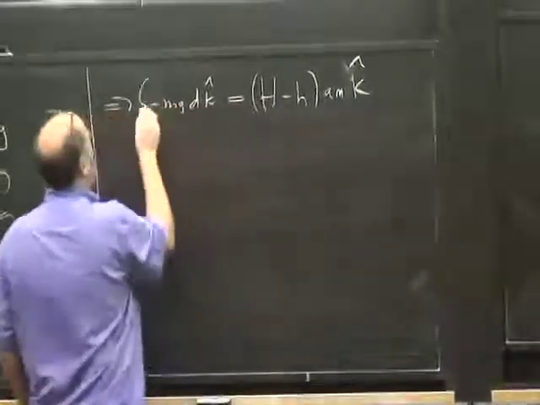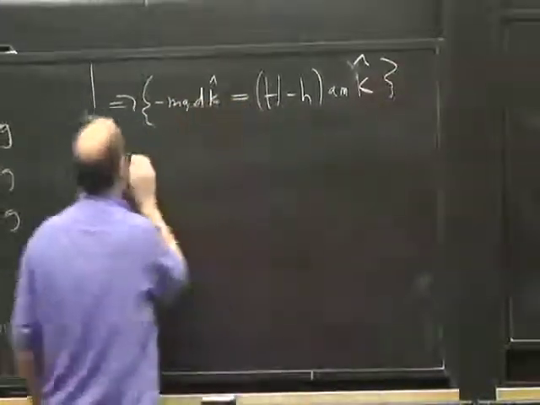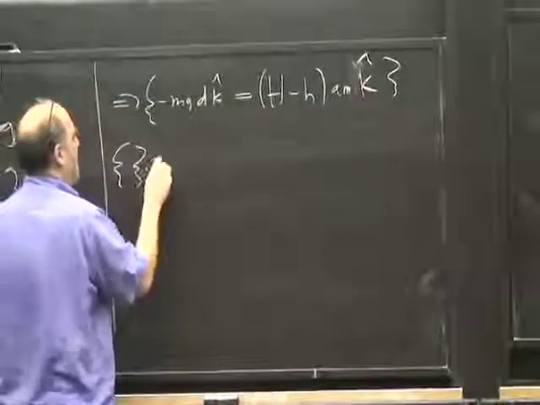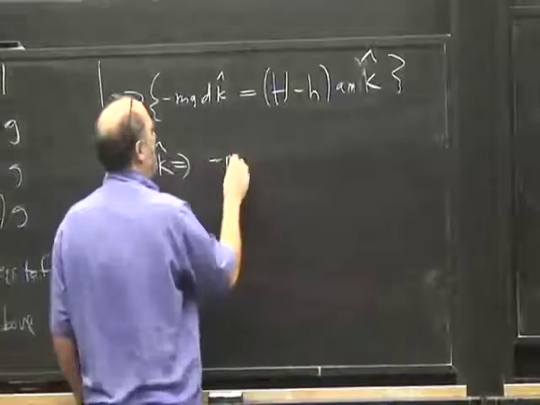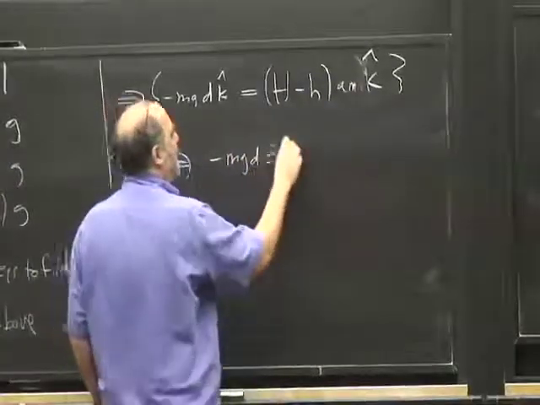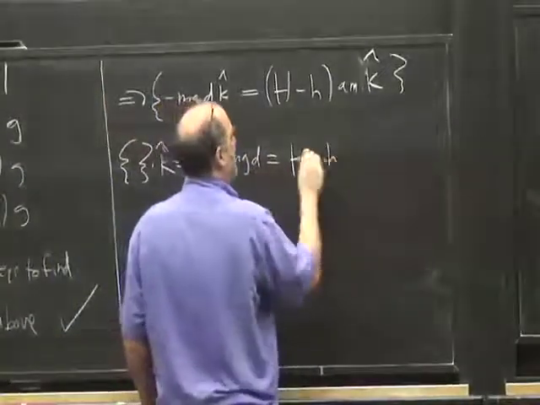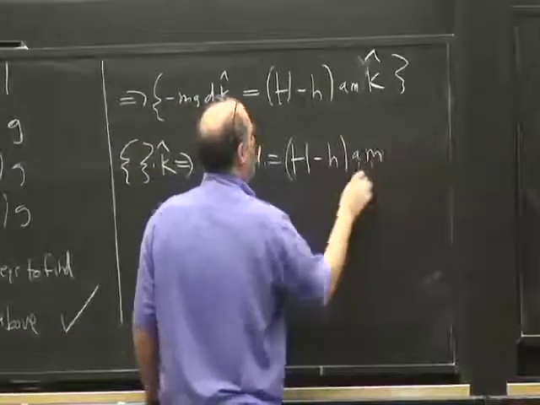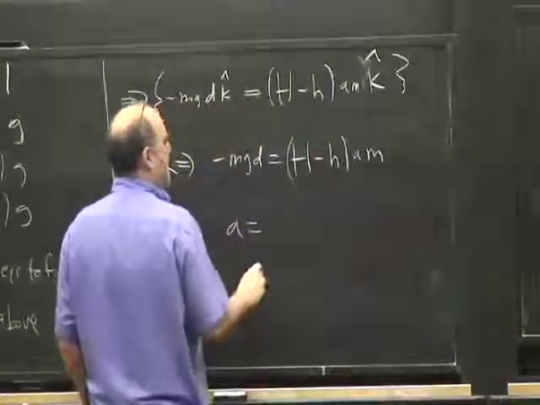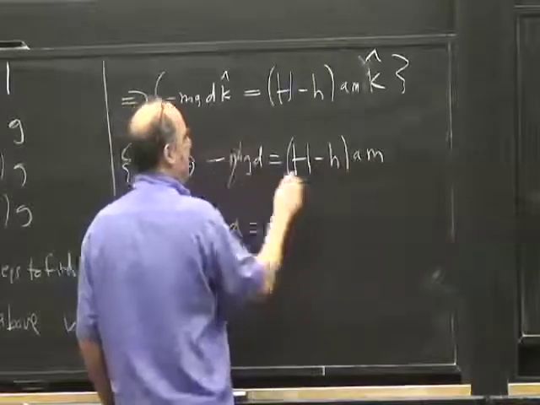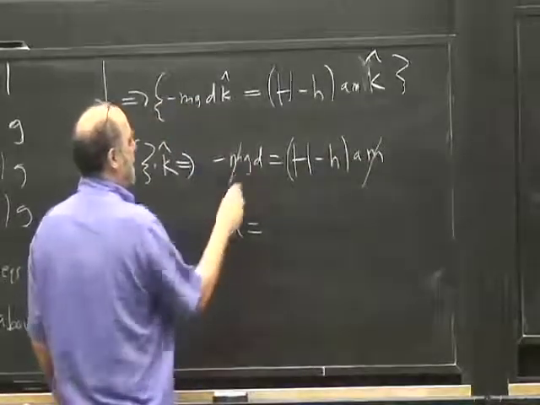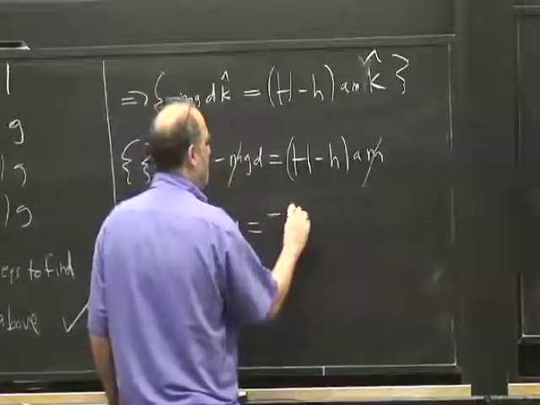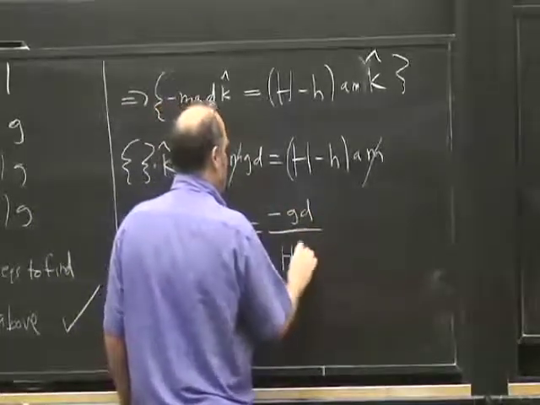So then we can take this quantity here, take the dot product of both sides with k, which just means pulling out the k component, and this gives us minus mgd equals h minus h times a m, which says that the acceleration is equal to, let's see, the m's cancel, and then we have a gd minus gd over h minus h.